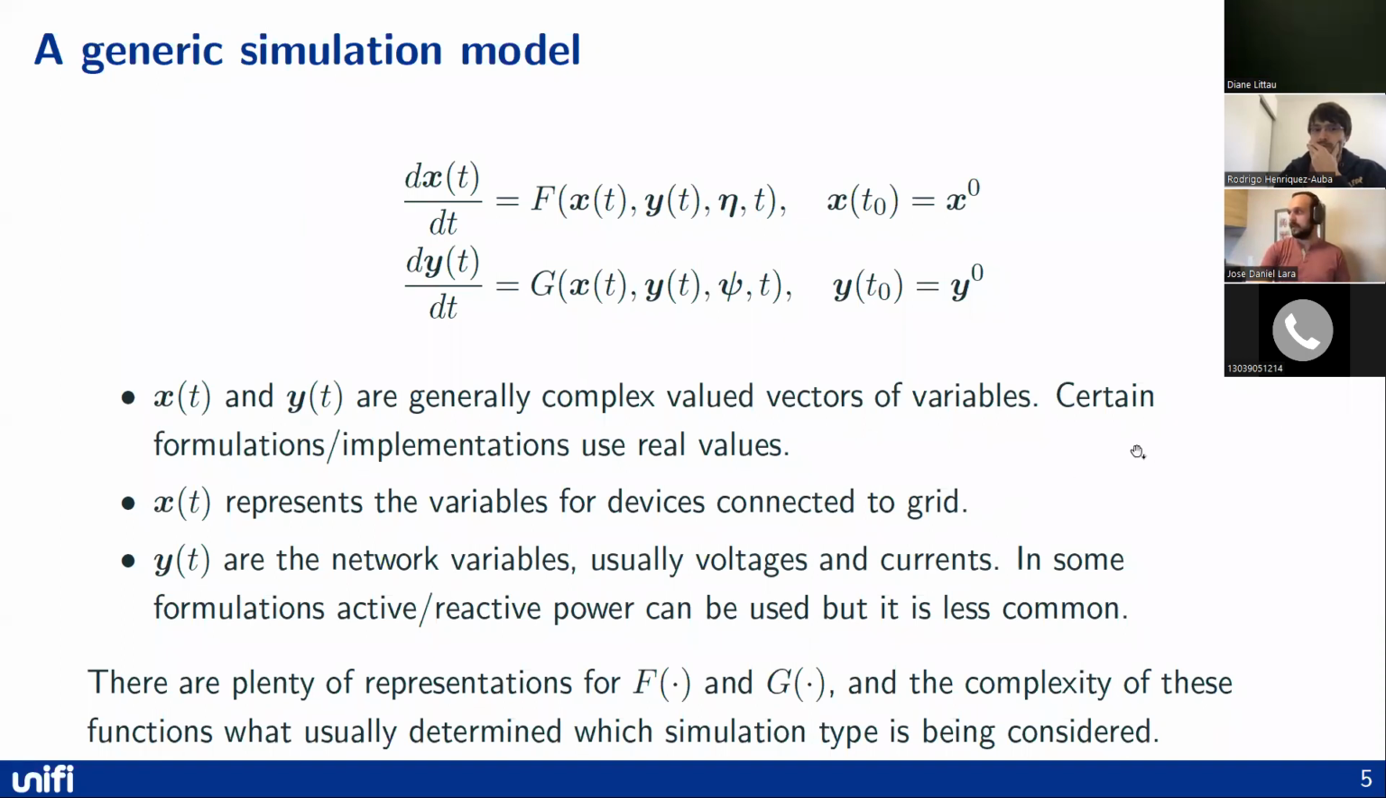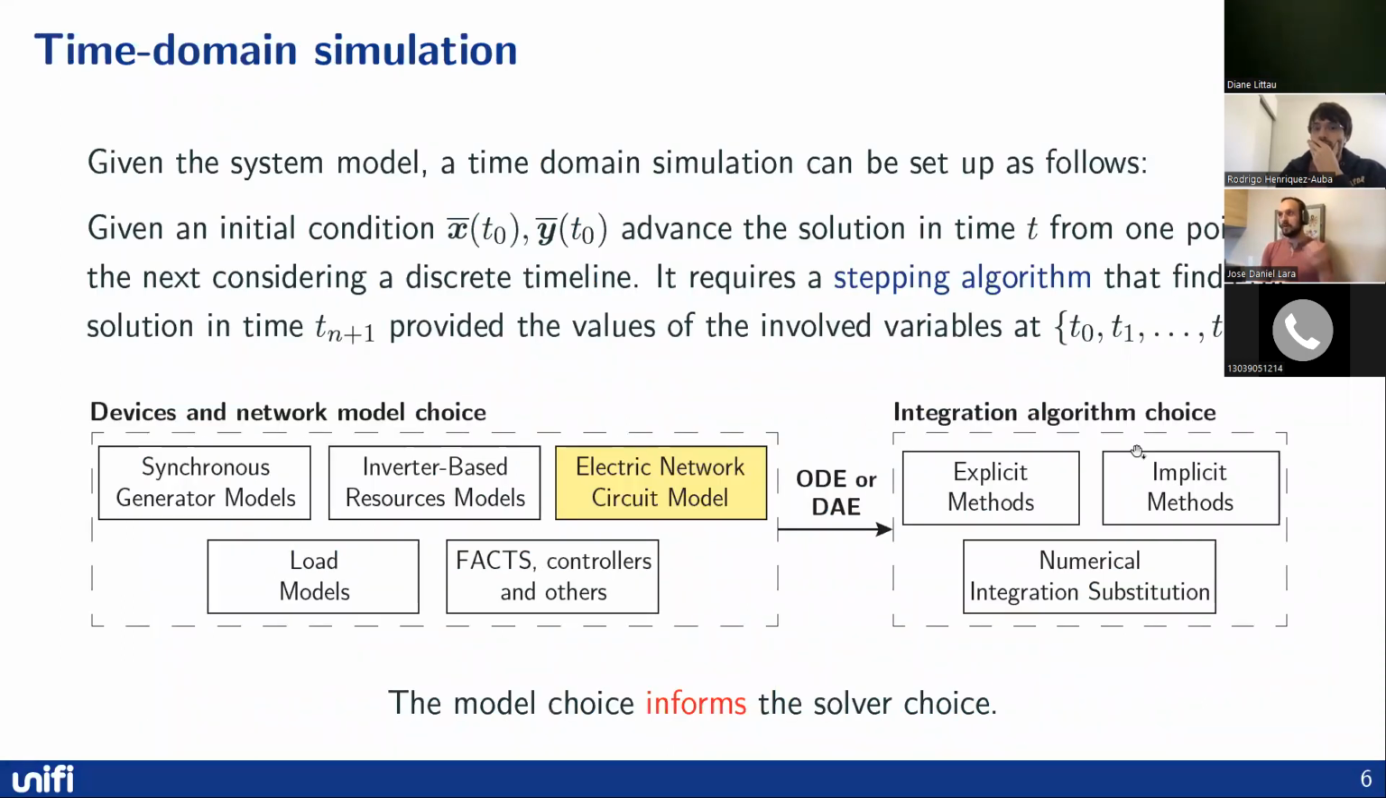Right? So given the system model we saw before, we can define a time simulation model in the general setup. We have a set of initial conditions at time 0, and we advance from one point to another in a discrete timeline using an integration algorithm, or a stepping algorithm, if we want to think about it in a much more general sense, right? So we have some devices: synchronous generators, IBRs, loads, and FACTS.